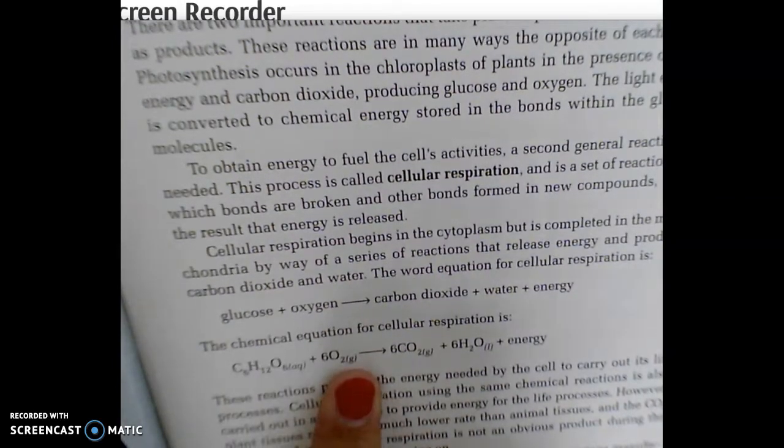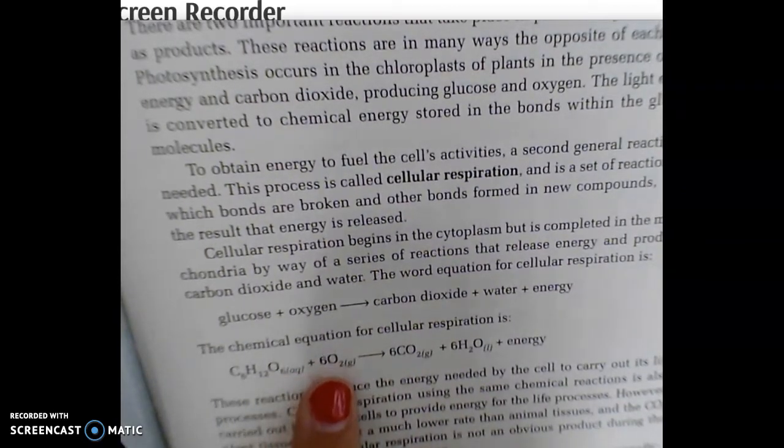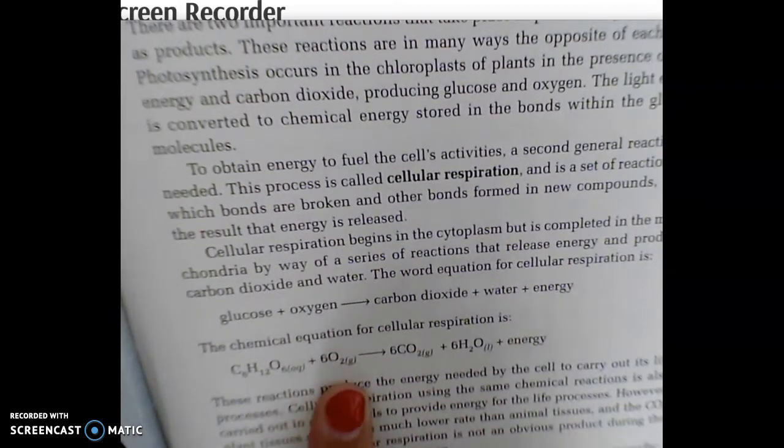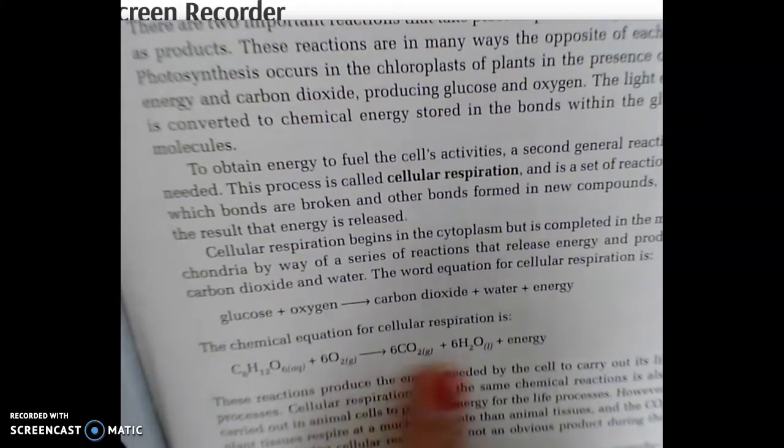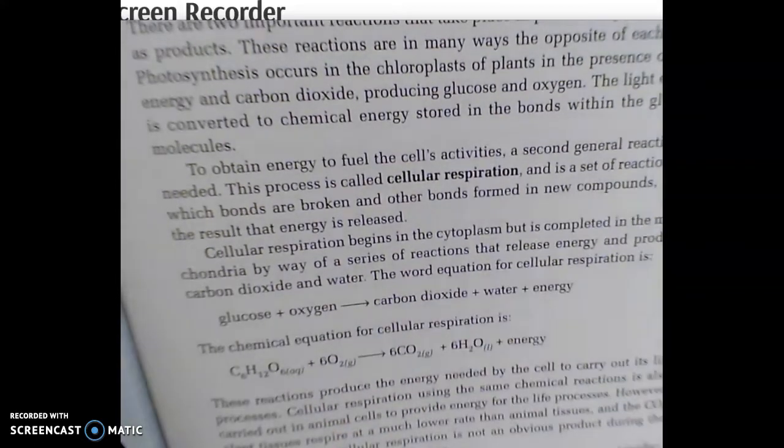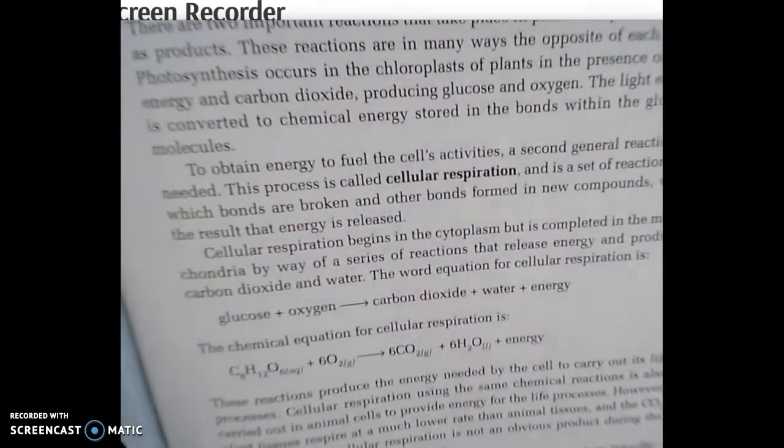Sugar and oxygen react, right? We burn them, combustion. Look at the oxygen, to form carbon dioxide and water vapor. That's the most important part on that page.